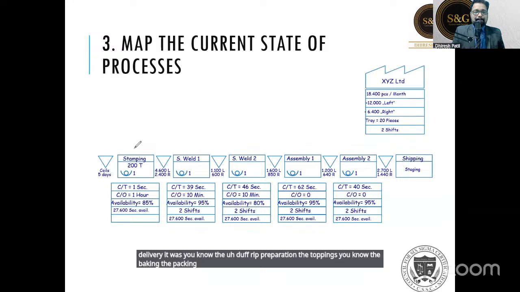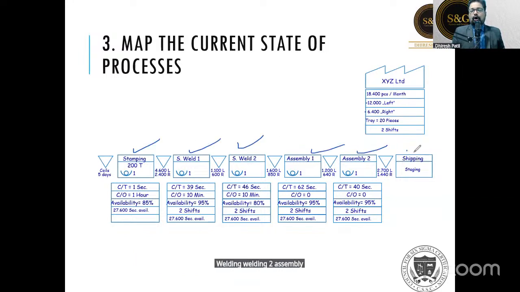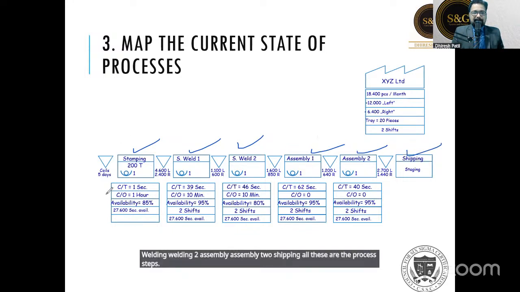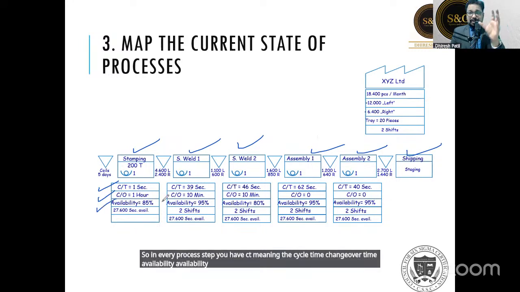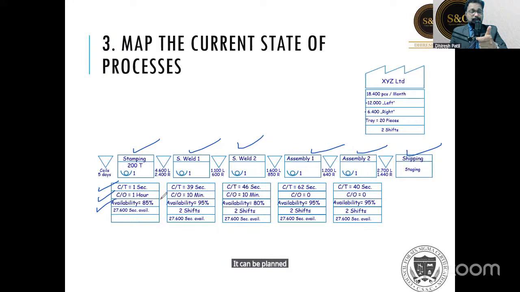So here it is stamping, welding 2, assembly 2, shipping, all these are the process steps. In every process step, you have CT, meaning the cycle time, changeover time, and availability, meaning how much time it is available out of 100%. Is it available 90%, 95%? The remaining time is the downtime. It can be planned downtime or unplanned downtime. So we have to check the availability as well.